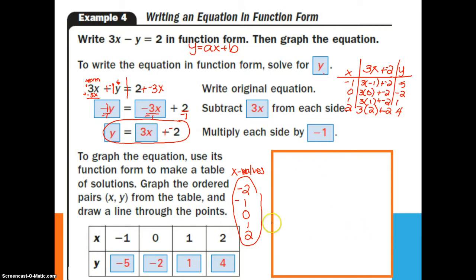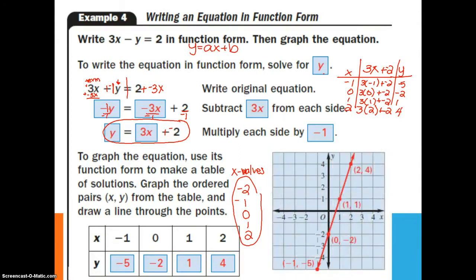Now I graph this, and because it's actually a linear equation, it should make a line. If you're not getting a line, then you're doing something wrong, whether it's changing it into function form or when you go to substitute the values in. And make sure your line is all the way through the graph. It should extend. It's going on past what the graph actually shows you.